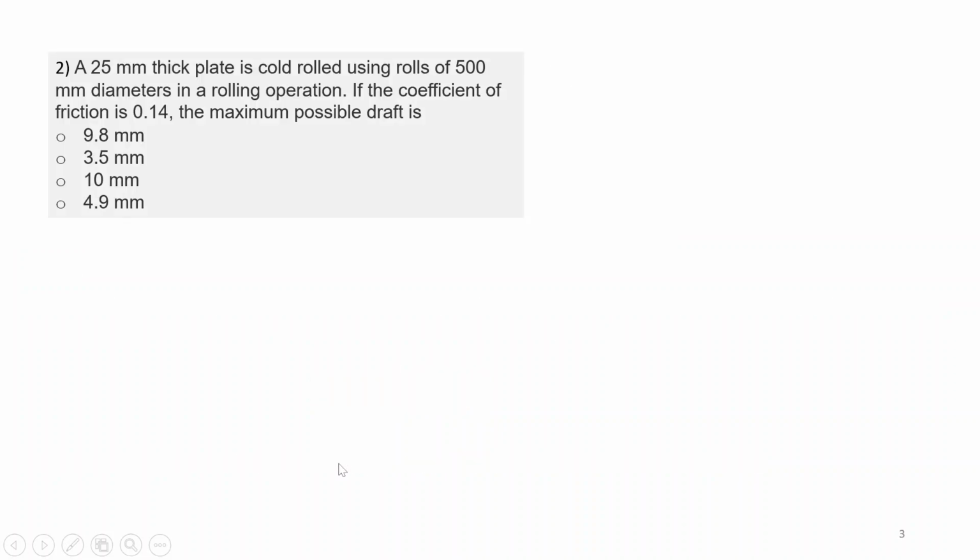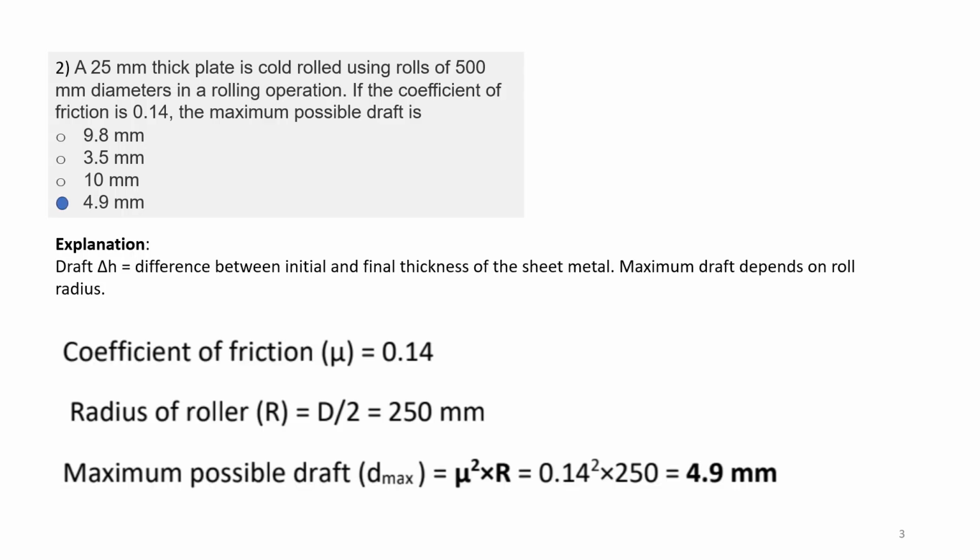Next was the numerical based on what is the maximum possible draft based on coefficient of friction and roller diameter. So roller diameter is given and coefficient of friction is given. The formula is given as mu square multiplied by r. So r you already know, mu you already know. And here also one thing you have to remember, that coefficient of friction changes with the temperature as well. So for warm working and for hot working it will become higher, so you can achieve higher draft in case of hot working.